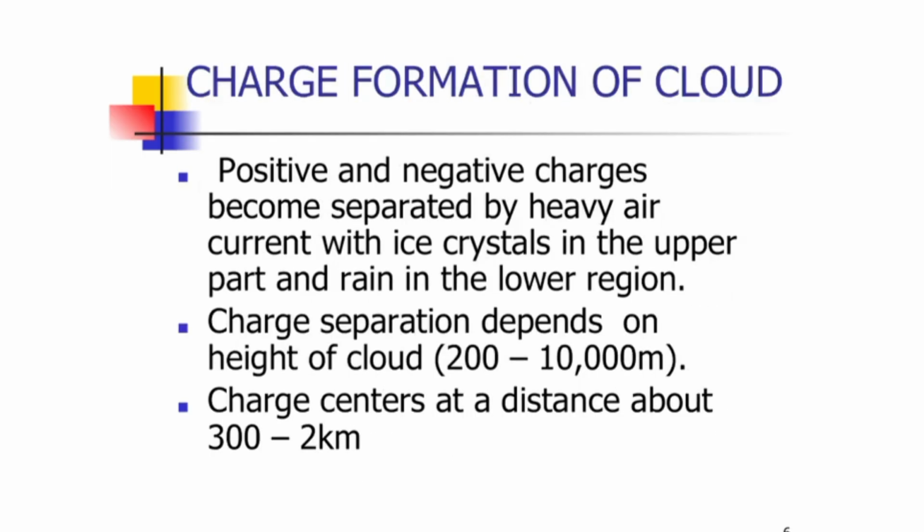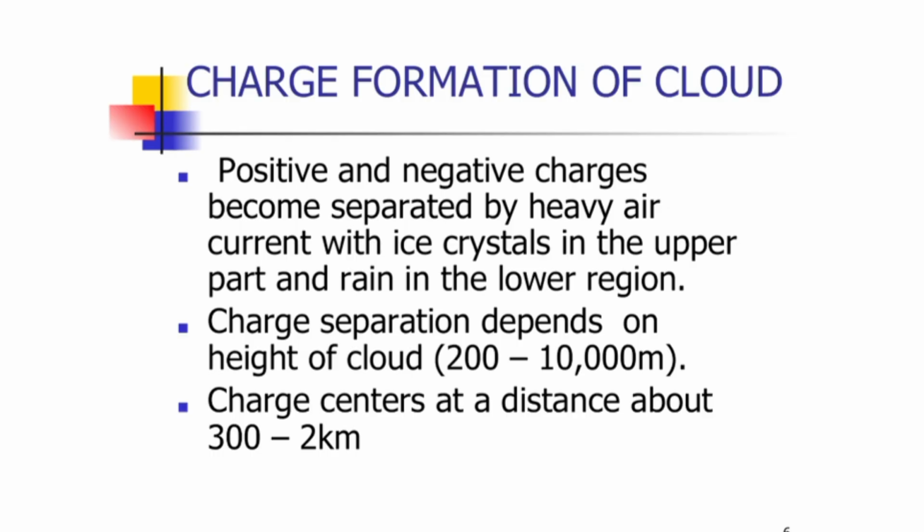Next, charge formation of the cloud. The cloud is separated into positive and negative charges due to high air current, where ice crystals are in the upper part and the lower part consists of water particles. These two parts are separated by heavy air current. As the charge separation in the cloud increases, charge centers will be formed, usually at a range of 2 kilometers.